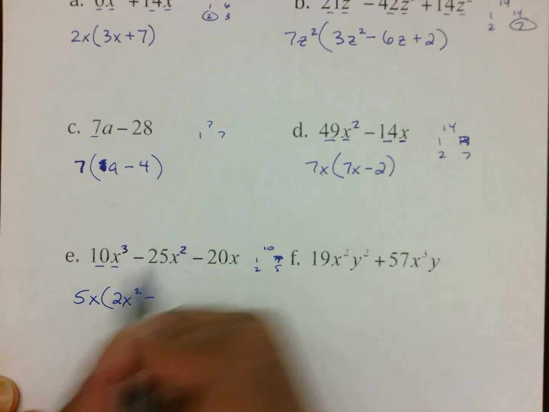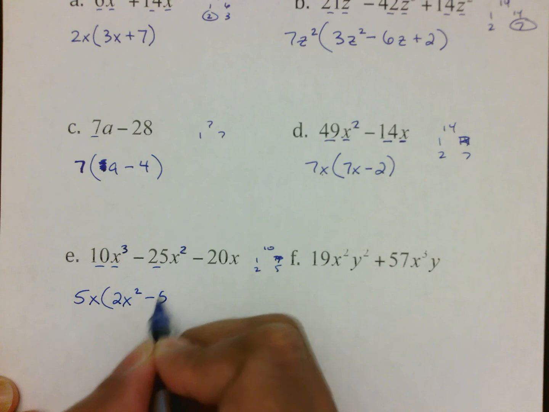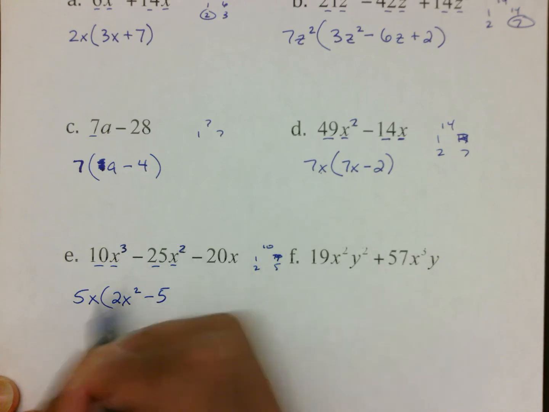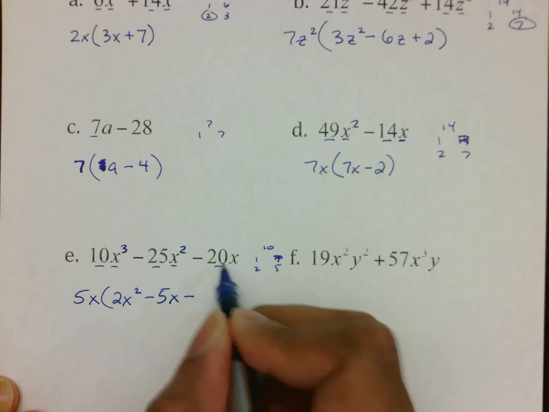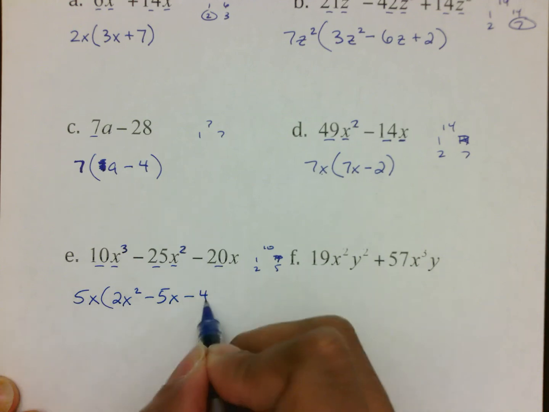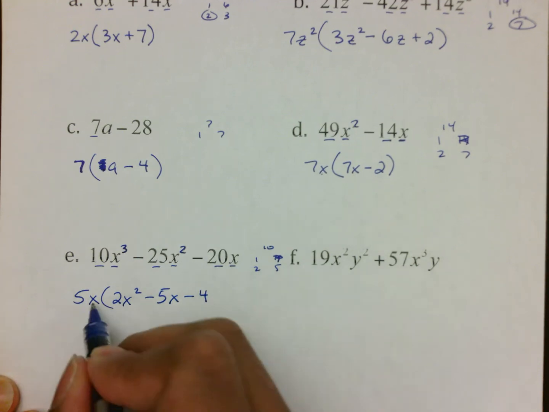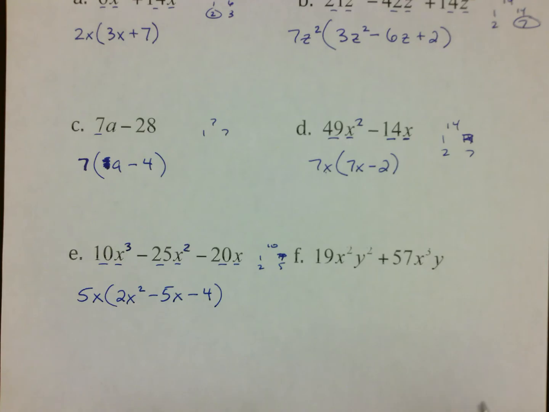Minus 25 divided by 5 turns into 5. I have 2 x's. I took 1 off. I'm left with 1x. Minus comes down. 20 divided by 5 is 4. I have 1x, I took it off, it's gone.